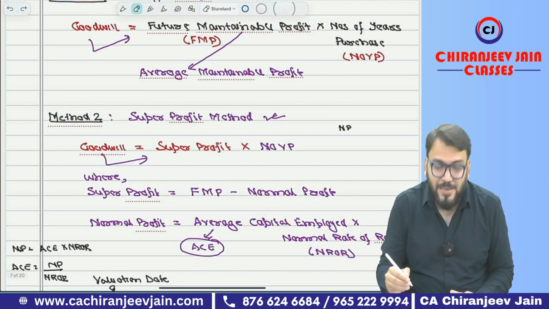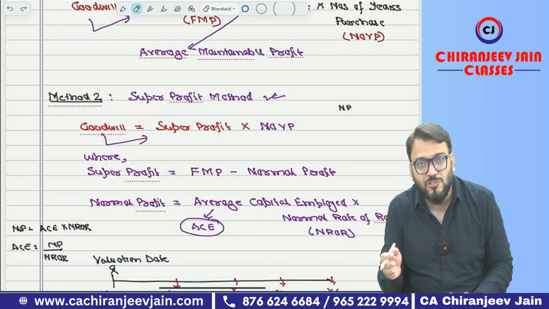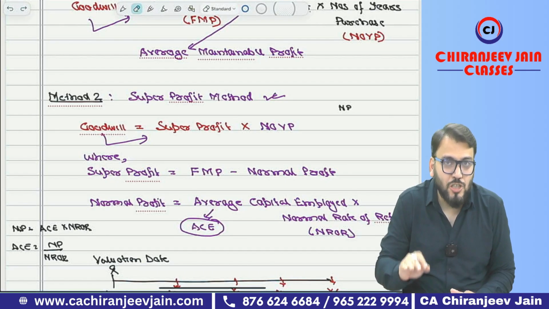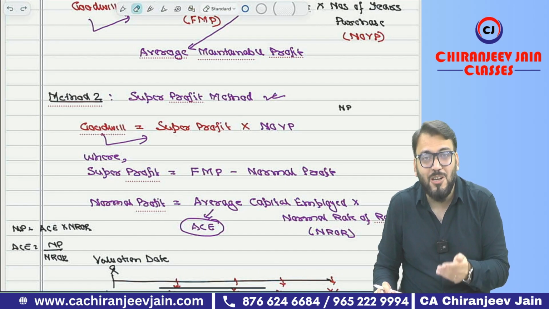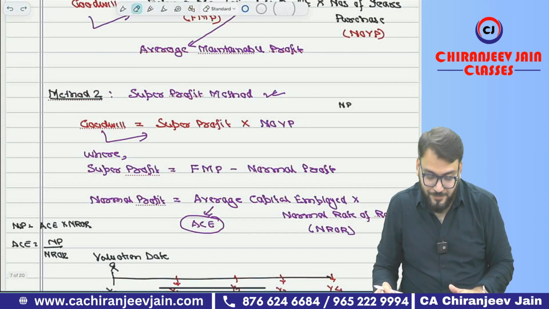Then super profit method. What is the formula? Goodwill is equal to super profit multiplied by number of years purchased, where super profit is equal to future maintainable profit minus normal profit, where normal profit is equal to average capital employed multiplied by normal rate of return.